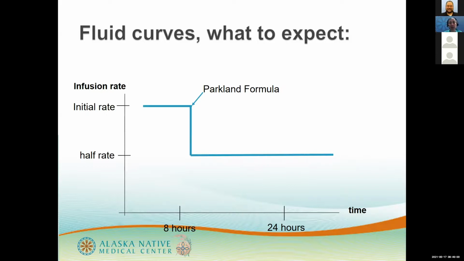You'd start an initial rate, and 8 hours later you decrease it by half. But what really happens is something more like this, where initially they usually require a little bit more fluid resuscitation, but then with your urine output, you're going to start titrating that down every hour or 2 hours. And so you can see that in the end, the area under the curve is about the same. It's not tolerated well to just take the fluids in half. So we're going to start that rate and then start titrating down as the patient appears resuscitated.